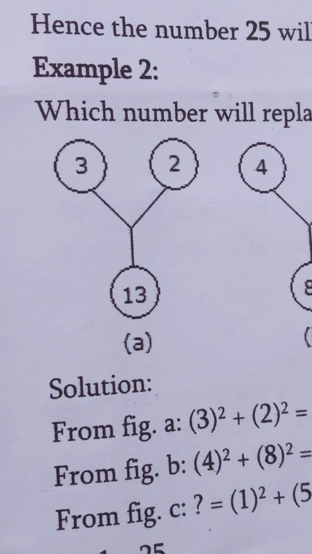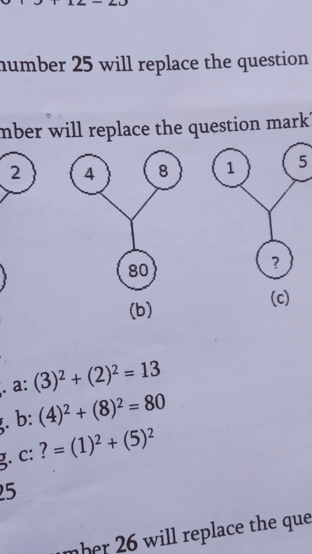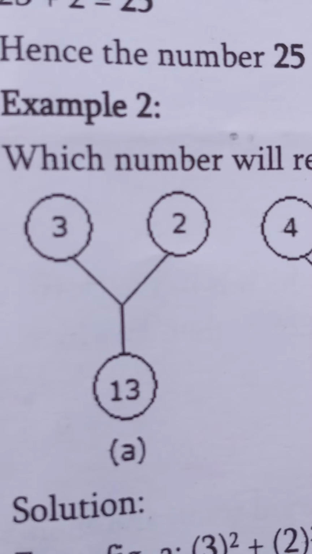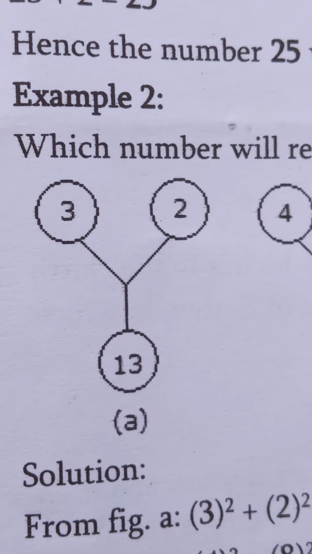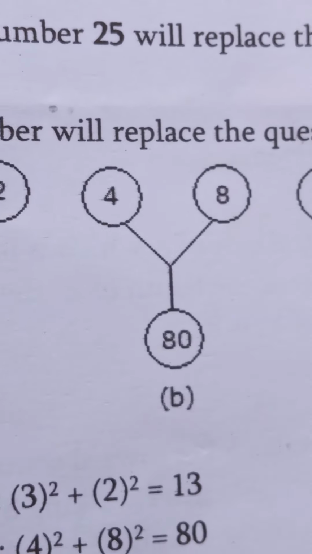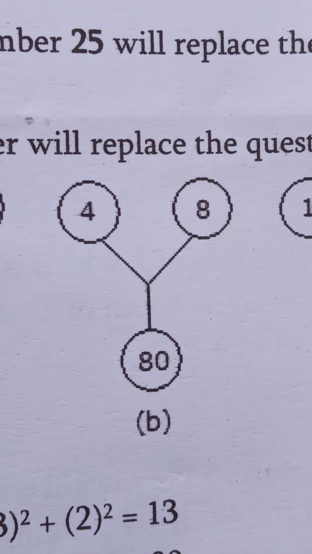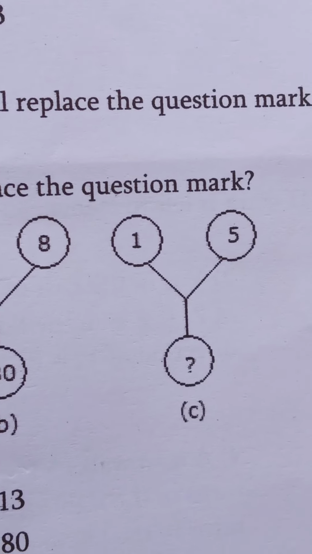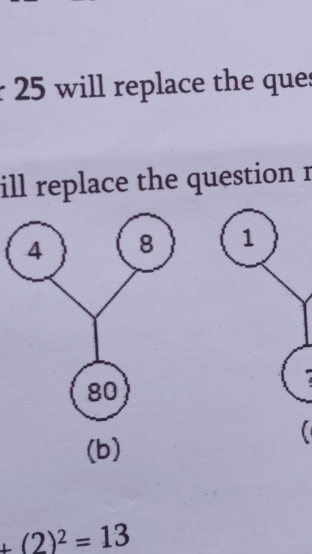Second puzzle: which number will replace the question mark? They have given a question like this. Three circles are there. In one circle they have given 3, 2, 13. In the other circle they have given 4, 8, 80. The third one is 1, 5, question mark. How to do this question?